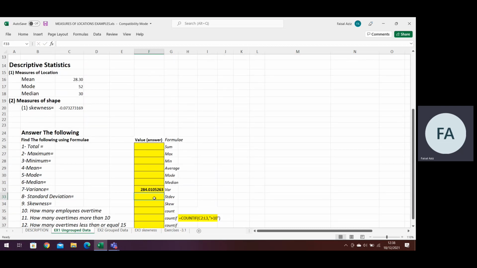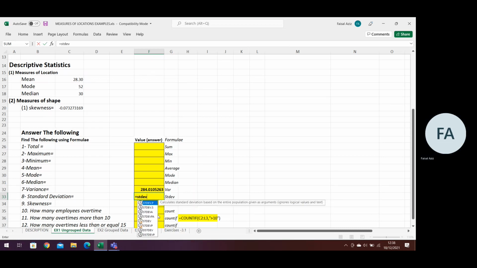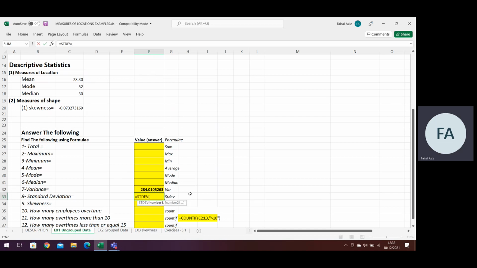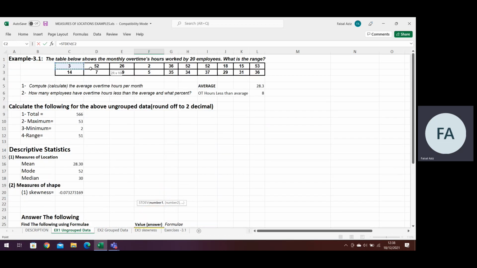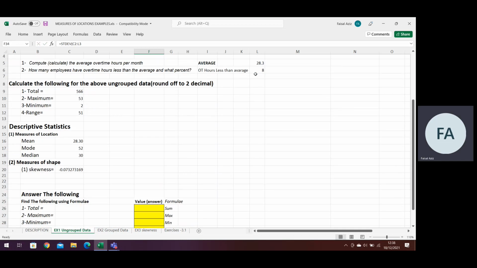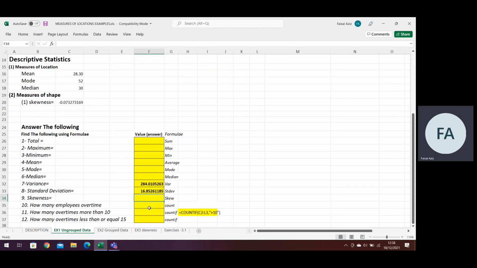Then we have standard deviation. So again press equal sign, the formula we'll have to use is STDEV, and then again select a data set. You will get standard deviation. Then comes skewness. So skewness I've already calculated, no need to calculate it here again. If you want, you can calculate it.